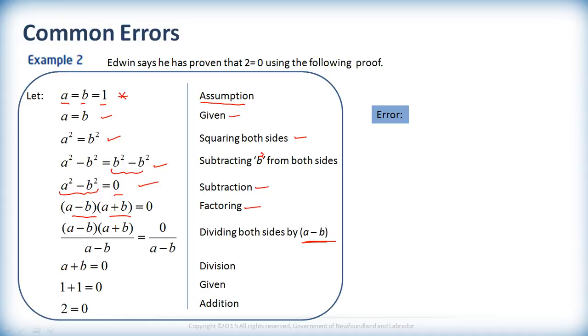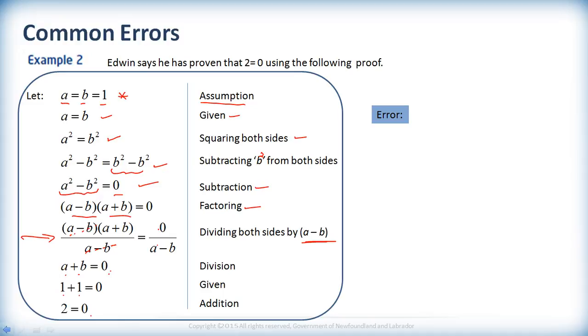Okay, dividing both sides by a minus b. Hang on now. We're going to come back to this one. And then it says we cancel out the a minus b on the left side over here, like that. And then 0 divided by anything is just 0. So then a plus b equals 0, which means 1 plus 1 equals 0, and 2 equals 0.